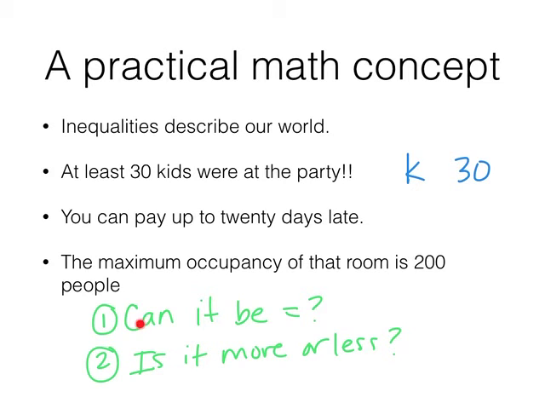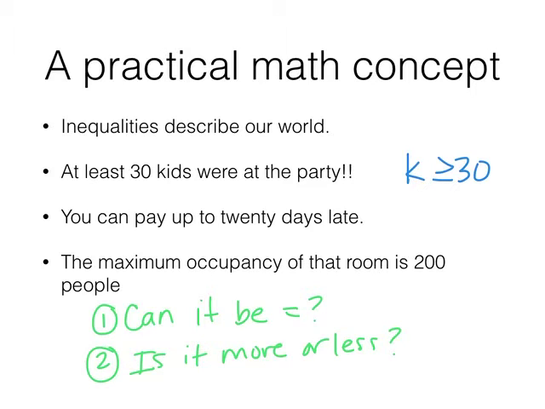All right, so can it be equal? Well, if there were at least 30 kids at the party, could there have been exactly 30 kids at the party? Yes, because the least there could be is 30. So the can it be equal in this case is a yes, so we put the or equal to line. The is it more or less question. Well, if there were at least 30, what was it more likely that there were? 31 or 29? 31. Because it's at least. So that's a greater than or equal to. Try the next one.